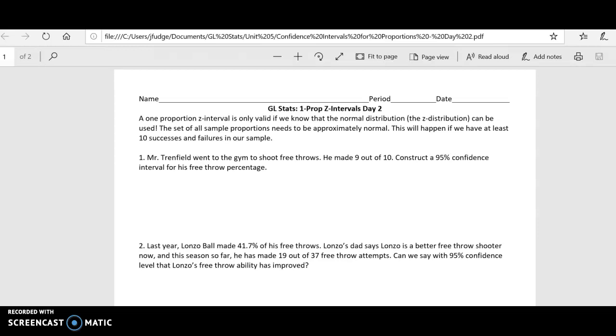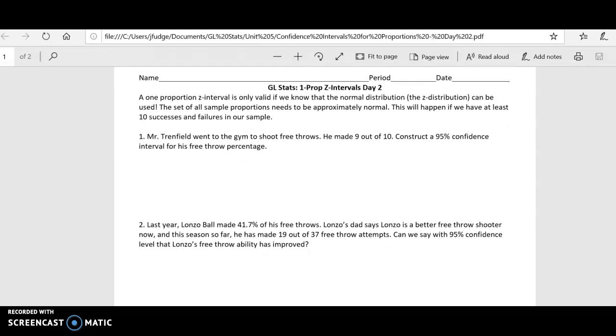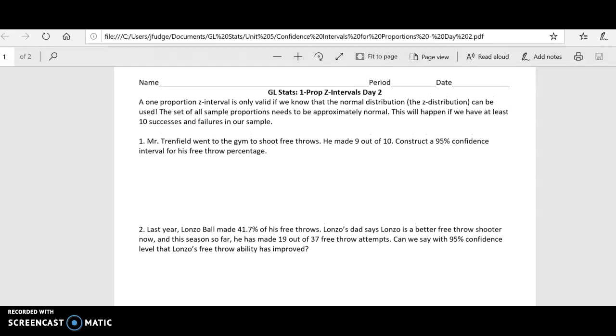It's our second day of confidence intervals for proportions. Those are known as one prop Z intervals because we're using one proportion and we're using a Z interval. We'll talk about the difference between a Z interval and a T interval next time. But one proportion Z is only valid if we know that the normal distribution, which is the Z distribution, can be used. The set of all sample proportions needs to be approximately normal. This will happen if we have at least 10 successes and failures in our sample.